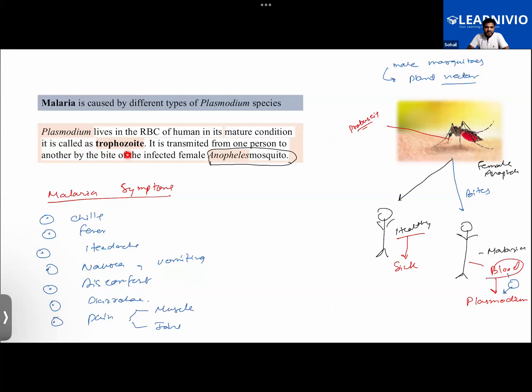Same thing is true for this also. It gets into our body and it starts to take nutrition from our blood. So thereby this is sometimes also called the malarial parasite. Getting it now? It causes malaria and it is a parasitic organism, thereby it's the malarial parasite.